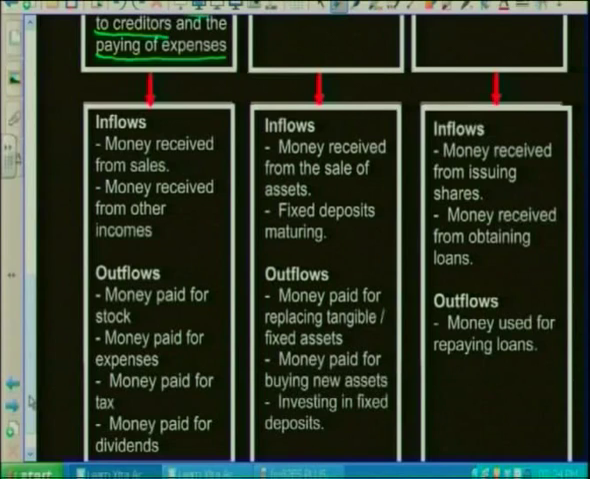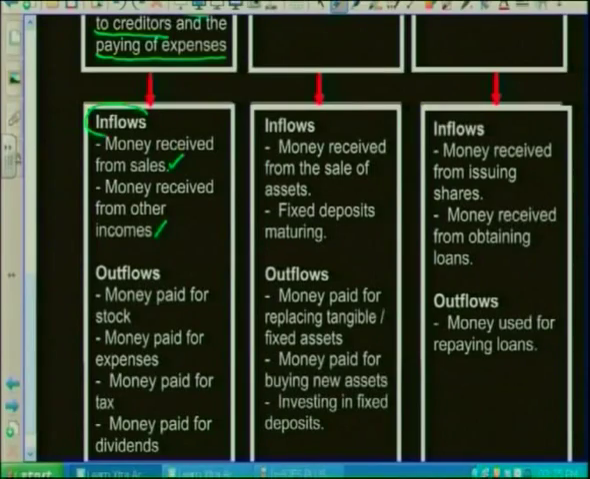Right, let's now look at specific examples of inflows of cash versus outflows of cash when it comes to the operating activities. We first have money received from sales, which I've just explained. Then you also receive money from other income. So for example, your rent income, your interest income, commission income. The business is receiving money, hence it's considered to be an inflow of cash.